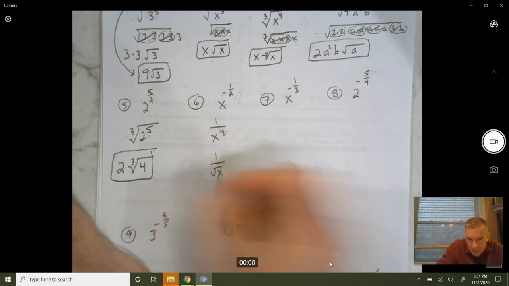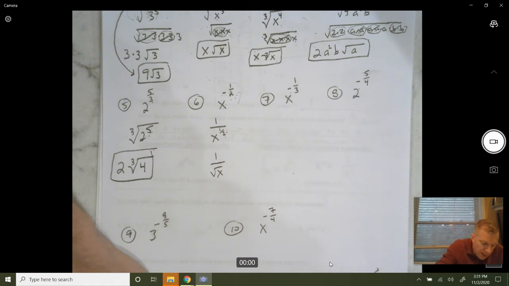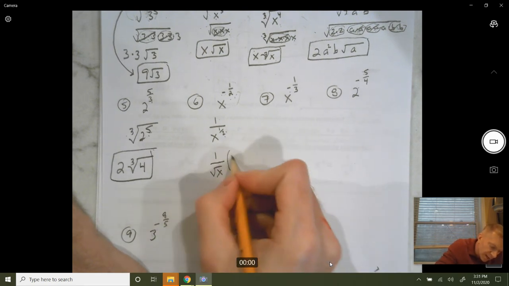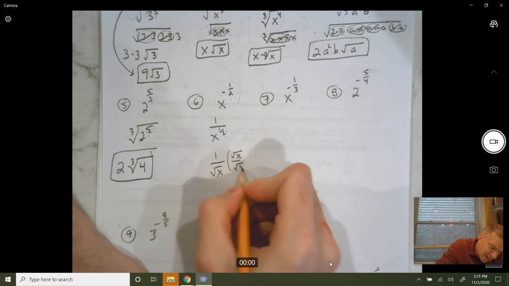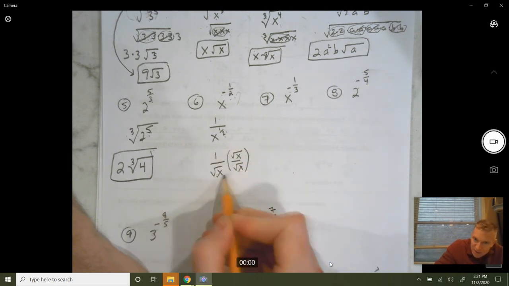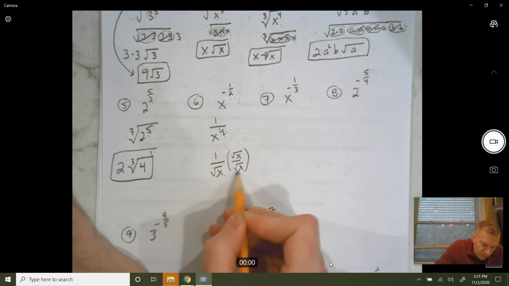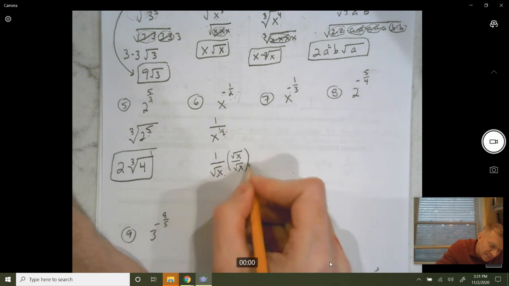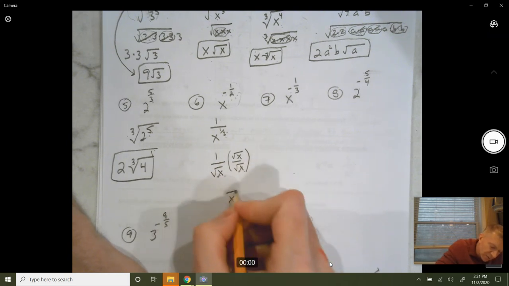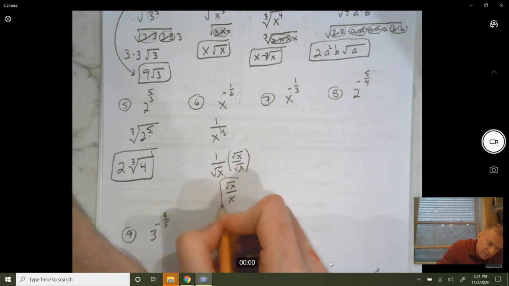Okay, we know in simplified form, you don't want a radical in the bottom, so we're going to multiply by rad x over rad x. That gives us rad x times x. So now we have a perfect square in the radical on the bottom, which gives us just an x in the bottom. On the top, we have a rad x. Perfect. There's our answer.